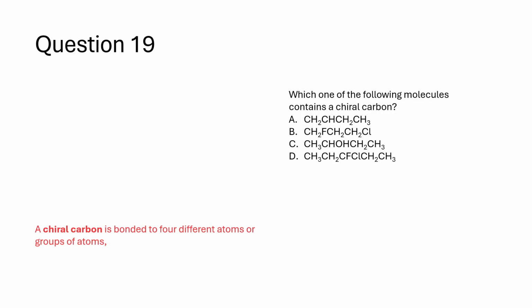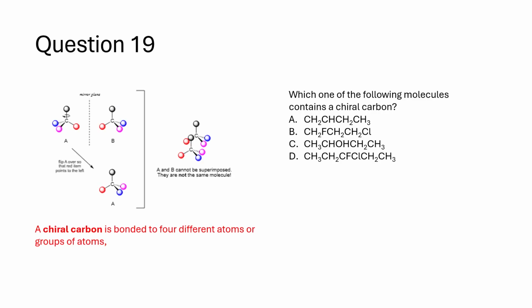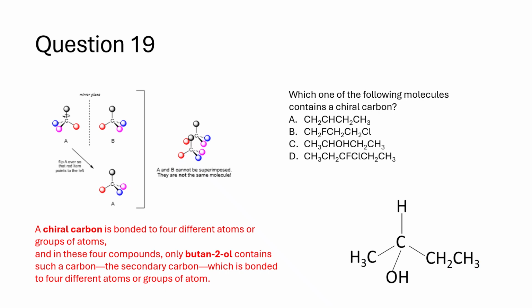A chiral carbon is bonded to 4 different atoms or groups of atoms, and in these 4 compounds, only butan-2-ol contains such a carbon, the secondary carbon, which is bonded to 4 different atoms or groups of atoms.